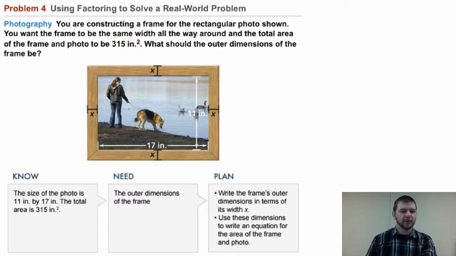Let's consider what you know, what you need, and make a plan. Well, you know the size of the photo is 11 inches by 17 inches. You also know the total area desired is 315 square inches. What you need are the outer dimensions of the frame. And a plan? Let's write the frame's outer dimensions in terms of its width, x, and use these dimensions to write an equation for the area of the frame and the photo.